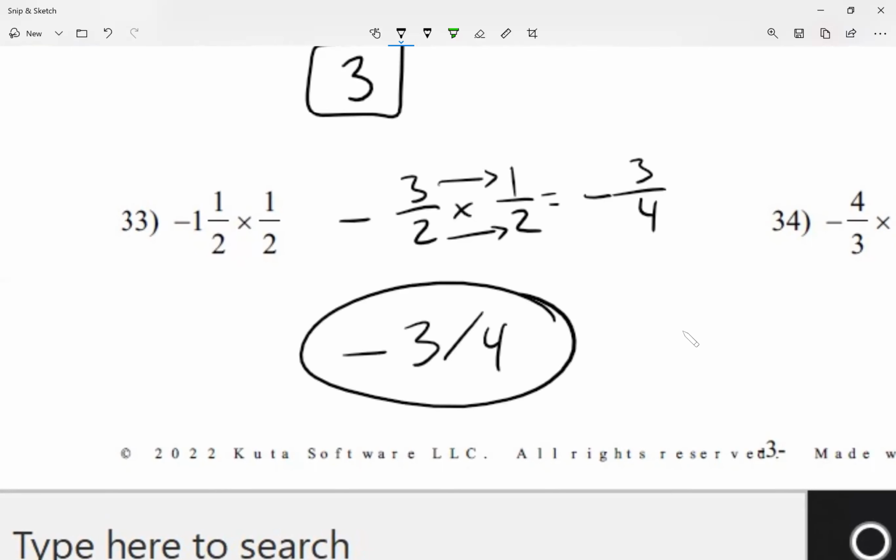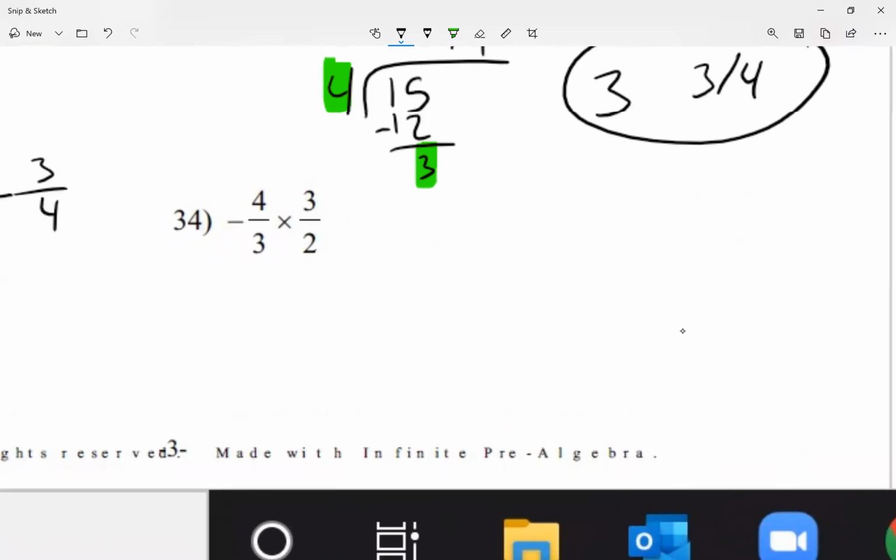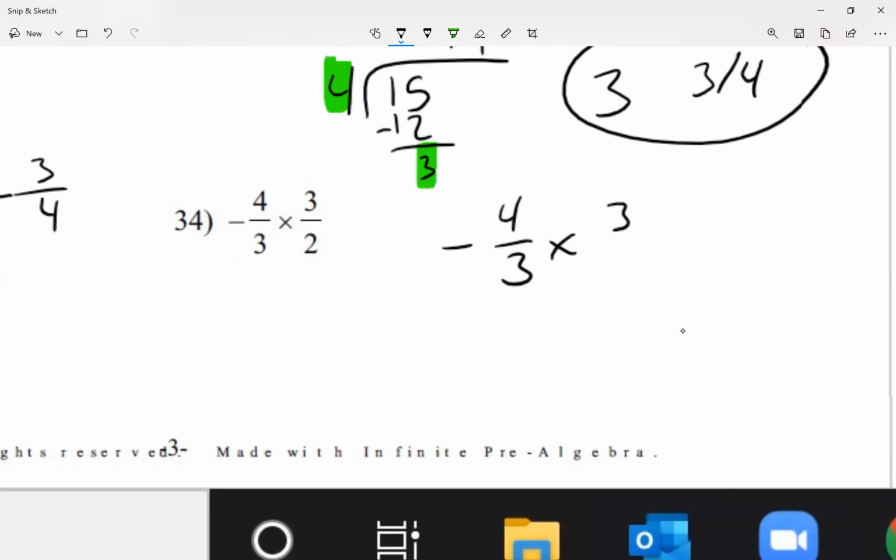Now, my last example, let's see. I'm going to go -4 over 3 times 3 over 2. Now, a couple simplifications. Let me divide each by 3. Remember, I'm choosing a number from the top, a number from the bottom. Let me divide each by 3. So 3 divided by 3 gives me 1. Then let me also simplify this 4 and 2. Let me divide each by 2.